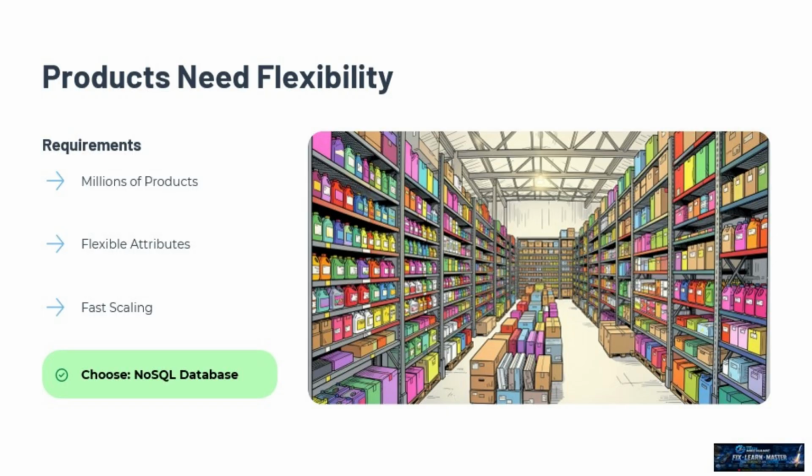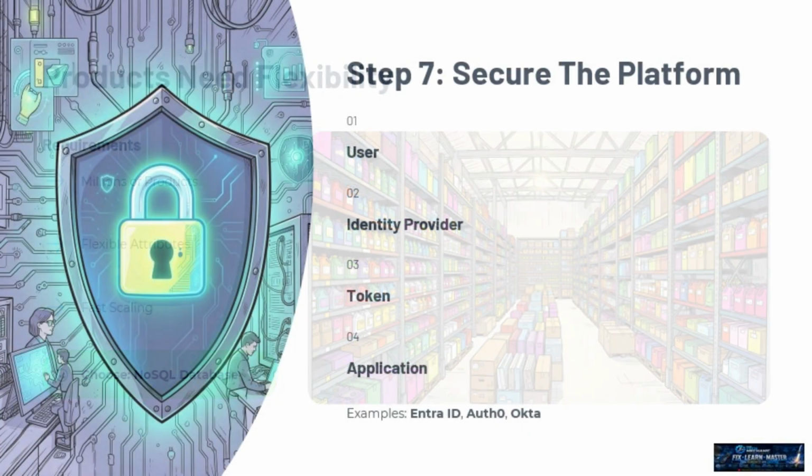Product catalogs have very different requirements compared to order data. Different products may have different attributes. A mobile phone has specifications such as RAM and storage, while a shirt has size and color. Trying to force all these variations into a rigid structure can become difficult. NoSQL databases provide flexibility and allow data models to evolve as business needs change. They also scale efficiently for very large product catalogs. This is why many e-commerce platforms use NoSQL solutions for managing product information.